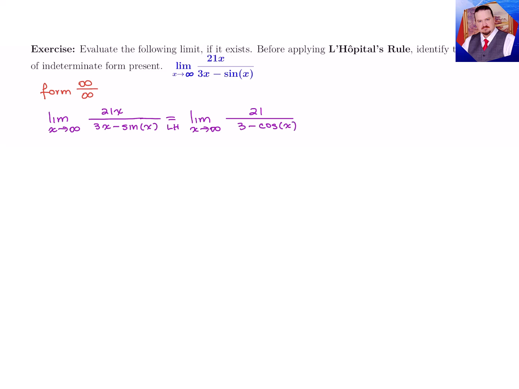Now let's take a moment and analyze this function in terms of where the limit is going, and that's where we have a problem. The numerator is constant. It's staying 21, but what happens to the denominator here? This one doesn't go to any one number. This function will oscillate between 4 and 2. So this limit does not exist. So this equal sign is a lie, so to speak. And that means you cannot apply L'Hopital's rule.